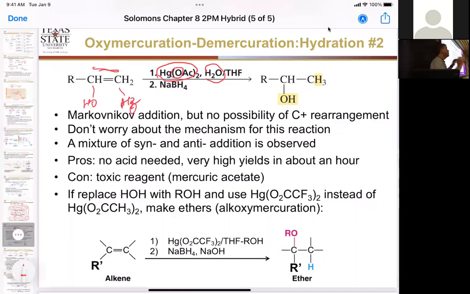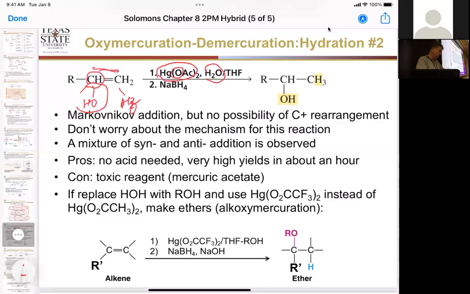We do not form a carbocation. Because we don't form a carbocation, there is no rearrangement. Notice that the alcohol is on the more substituted carbon. The mercury acts as a hydrogen and goes with the carbon with more hydrogens on it, and the OH goes on the more substituted carbon. That means we can get secondary alcohols, whereas if we formed a carbocation, it could rearrange to a tertiary alcohol.